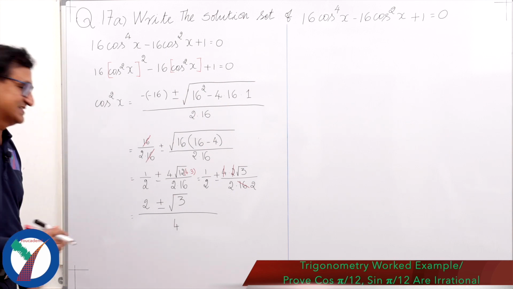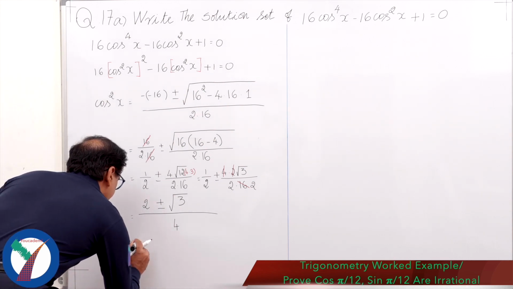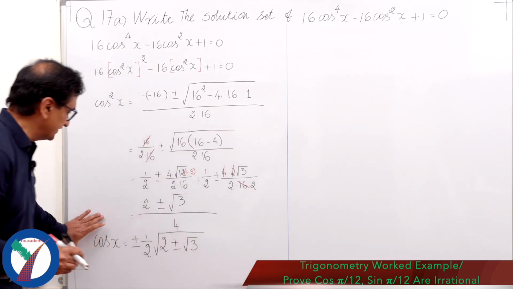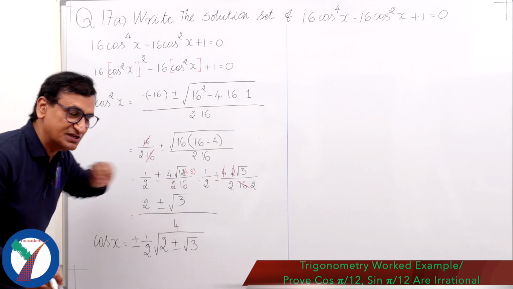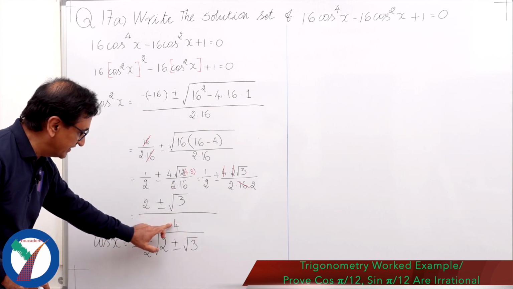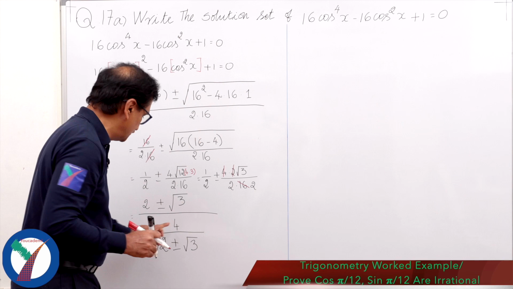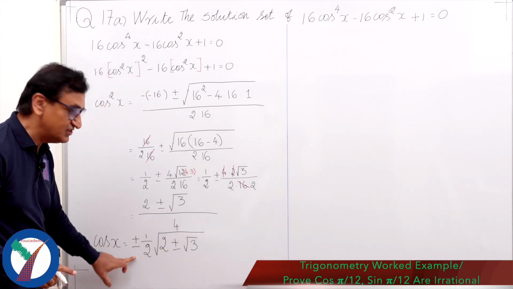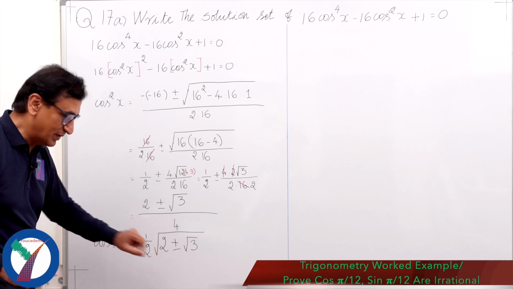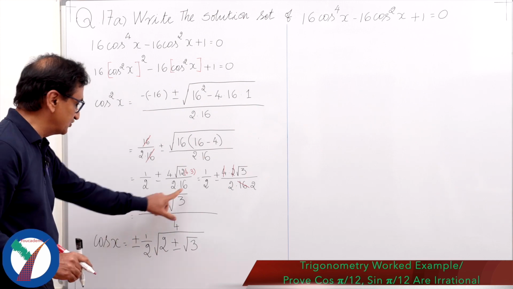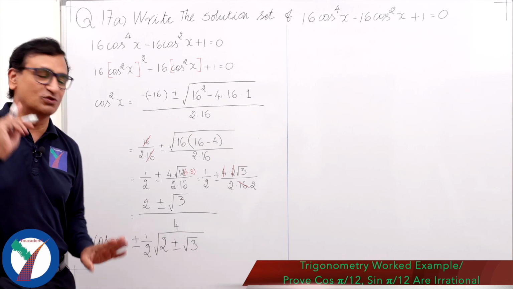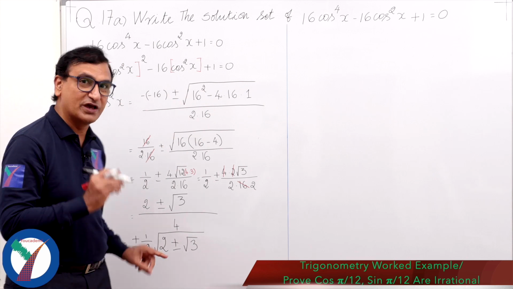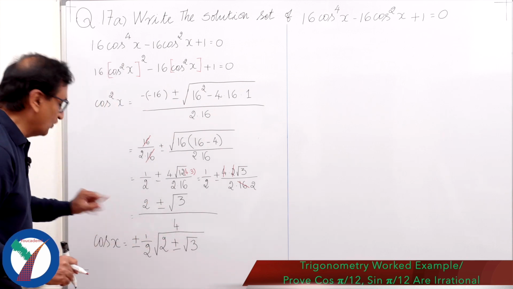Then what is cos x? I am taking square root of this number here. We have divided by 4. So you take square root of 4, which is 2, so 1/2. Since we are taking square root, you have plus or minus sign. So plus or minus 1/2 multiplied by 2 plus or minus square root of 3. But you have to take a square root of the whole thing. So you have plus or minus 1/2 square root of 2 plus or minus square root of 3. So this is our cos x.